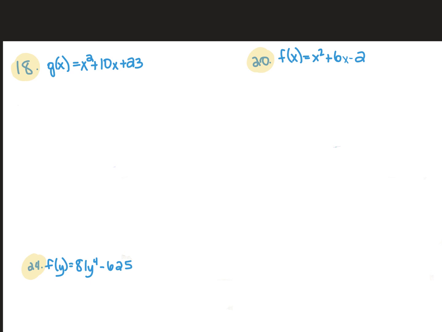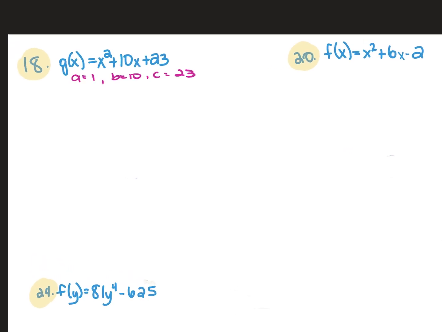However, 23 is a prime number, so its only factors are 1 and 23. Neither 1 nor 23 are going to add up to give you a number that's positive 10. So since you cannot do this by factoring it, easy, trinomial, use your quadratic formula. Your a is 1, b is 10, your c is 23.